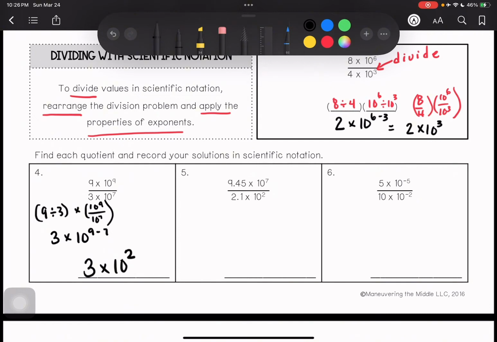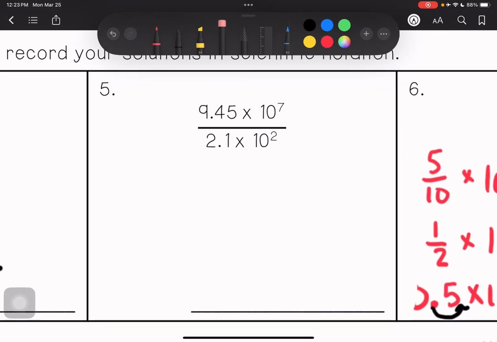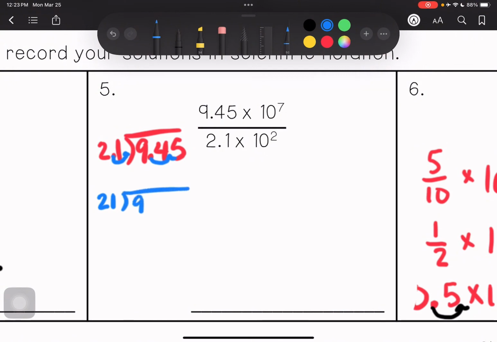Number 5. We want to divide 2 and 1/10 divided into 9 and 45 hundredths. So we have to move the decimal 1 time to the right in the dividend to make it a whole number, and we move it 1 time to the right in the divisor, which makes 21 divided into 94 and 5/10.